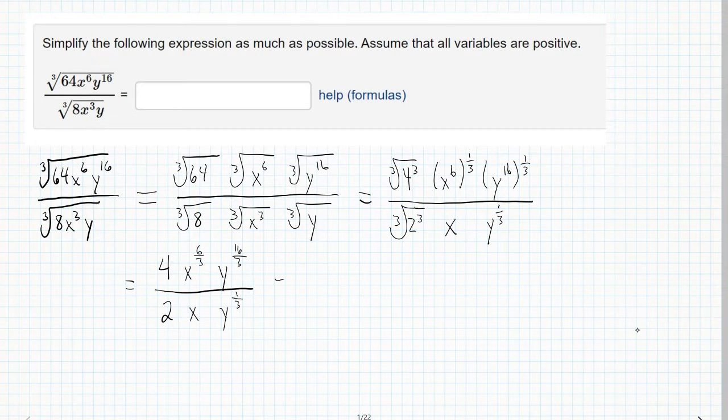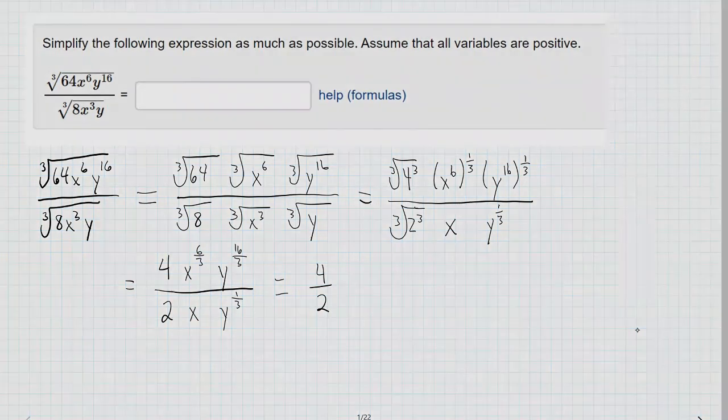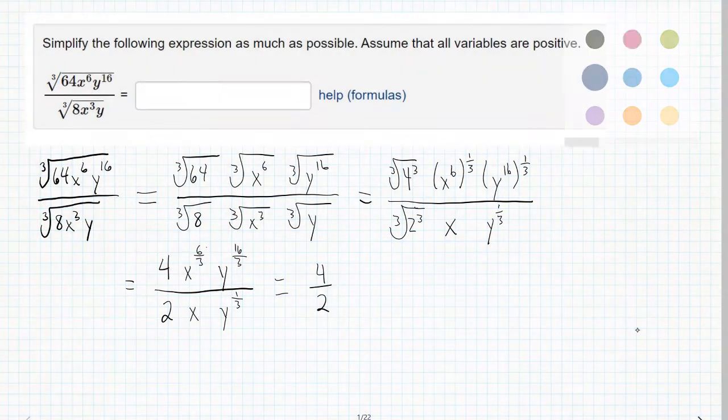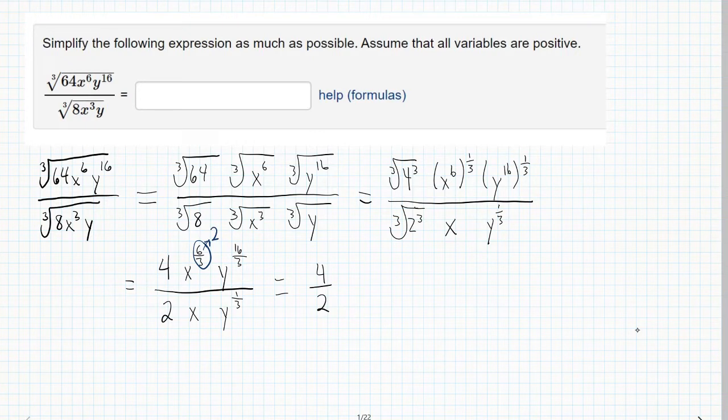Okay, so we can break this up into separate fractions. You can go 4 divided by 2. Notice x to the 6 over 3, we can rewrite that as x squared, which is divided by x, and we'll simplify in just a second. And then we have y to the 16 over 3 over y to the 1/3.